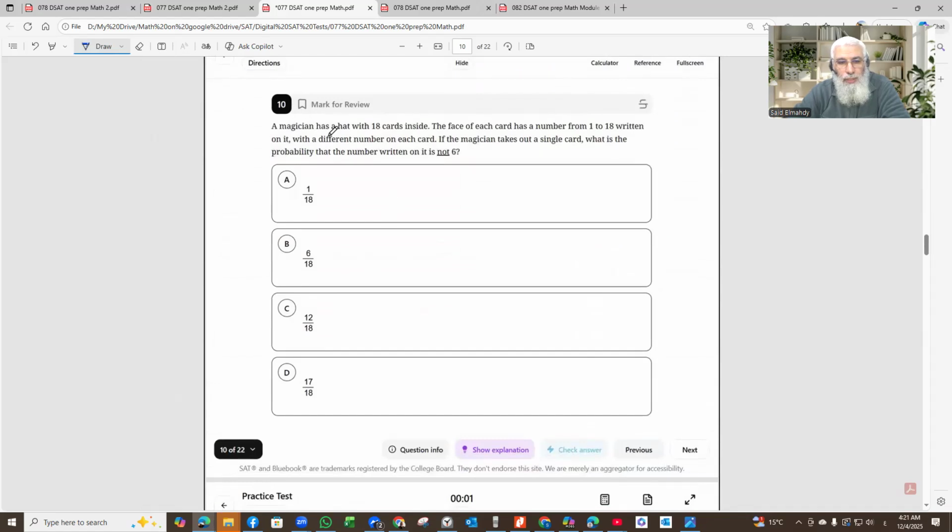A magician has a hat with 18 cards inside.